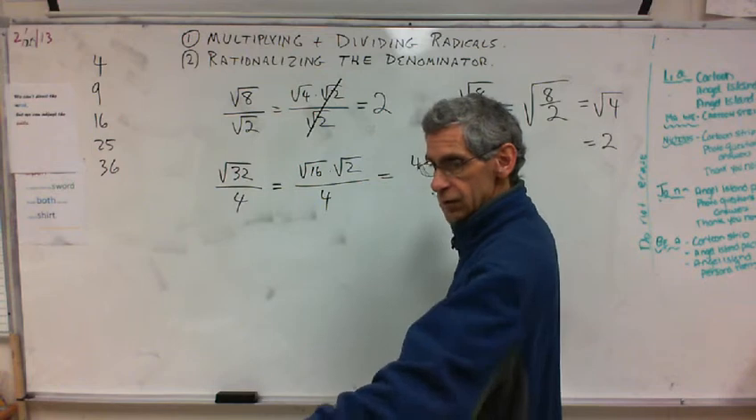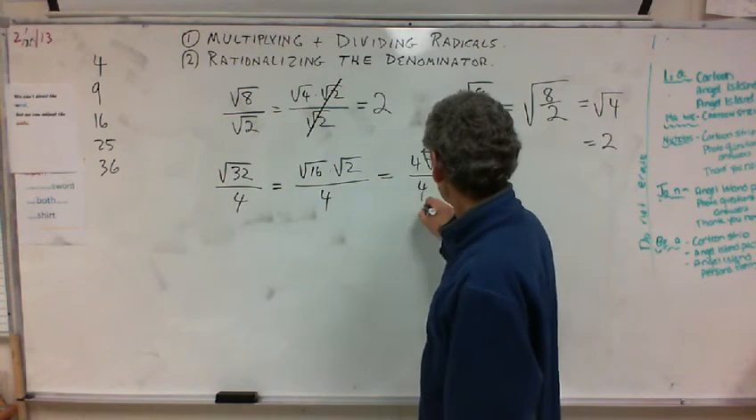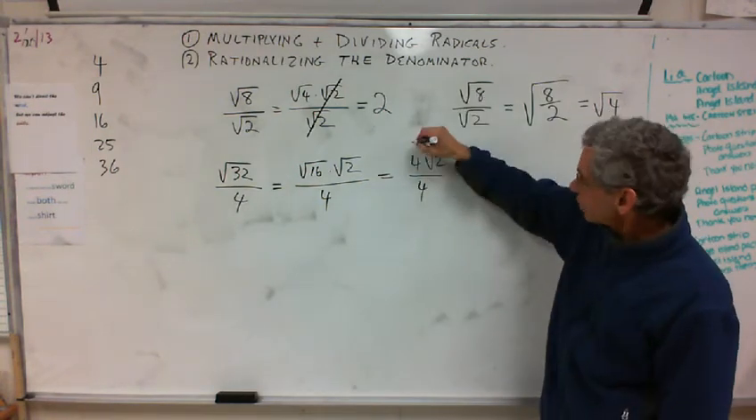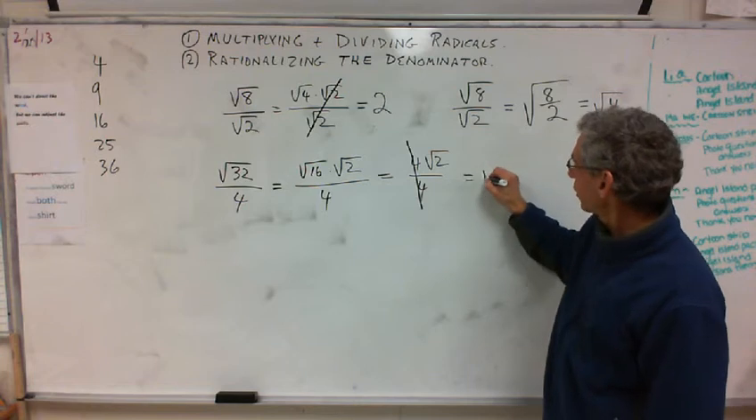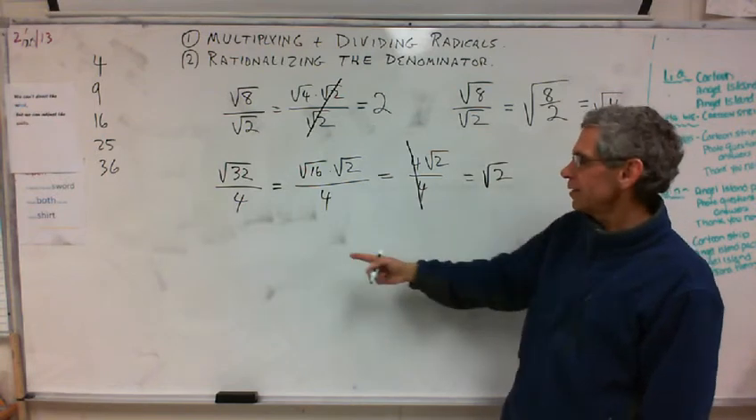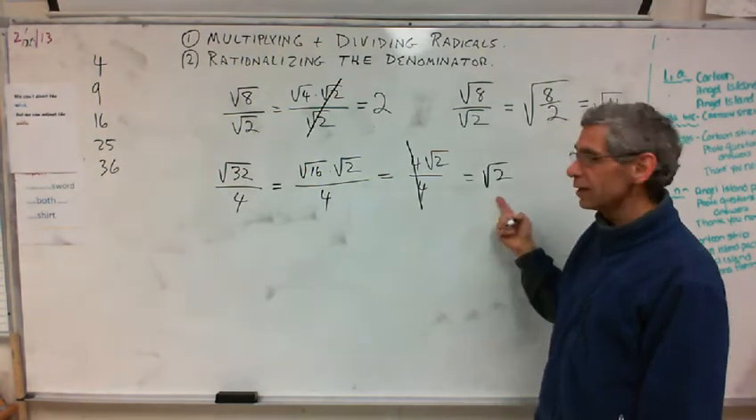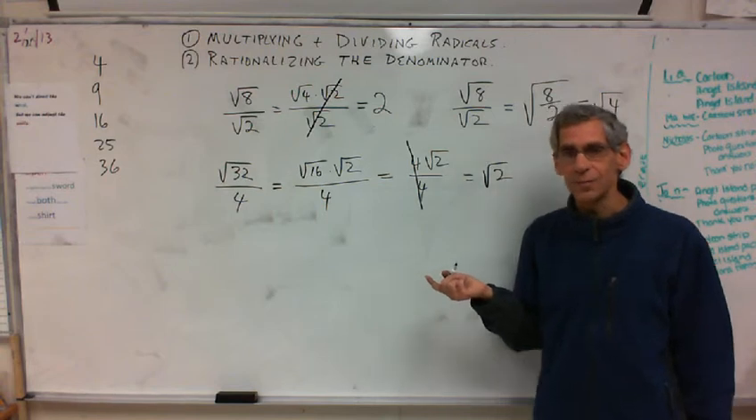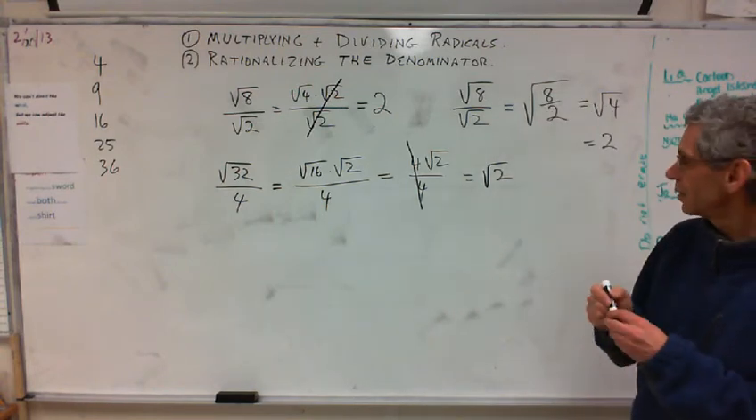So guys, write these down in your notes. Right. So cross the 4s out. And then it's just the square root of 2. Isn't that amazing that that complicated thing is really all it is, square root of 2? What if the 4 was a 5?